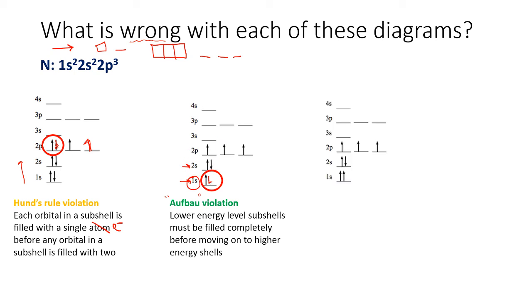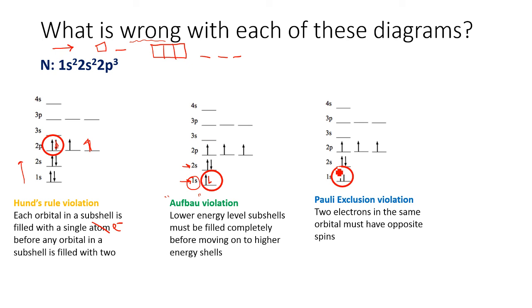And then lastly, where's the error here? This is a Pauli exclusion violation. Pauli exclusion says that if you have 2 electrons living together in the same orbital, they must have opposite spins. This is not a stable electron configuration. Electrons won't exist like that in an orbital. It's like having those 2 magnets that repel. We're not going to get these two magnets to live close to each other. We're not going to get these electrons to live close to each other.